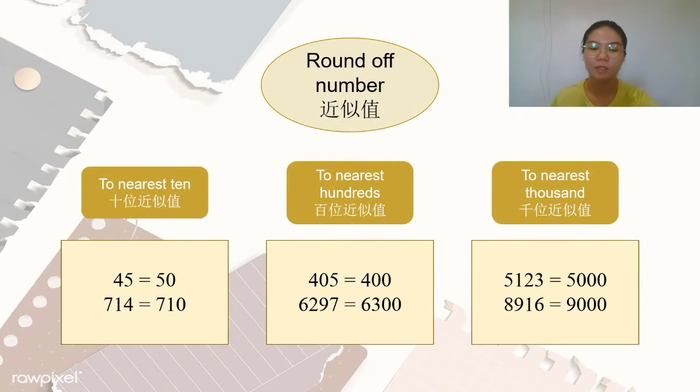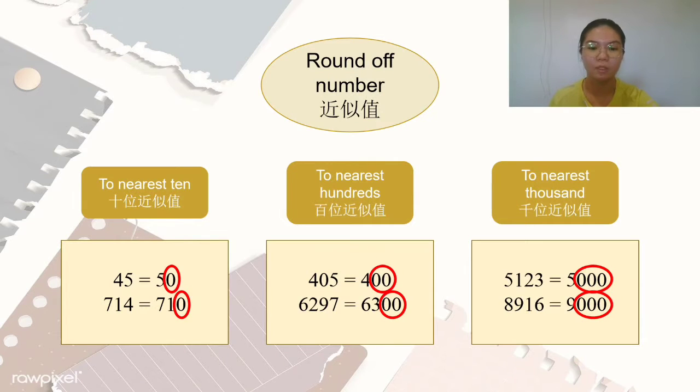And now let's try to recall the previous rounding of numbers that we learned before, which is to the nearest 10 and also to the nearest 100. And there is a new way here to round off the number, which is to the nearest 1000. Now let's look at the number after rounding off.